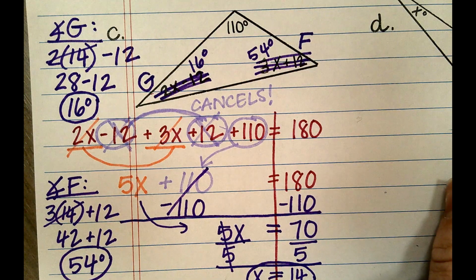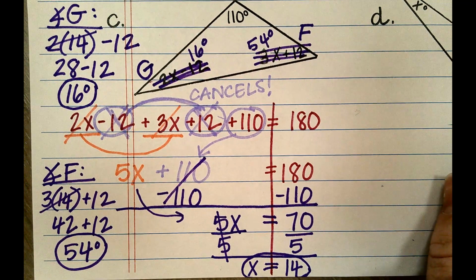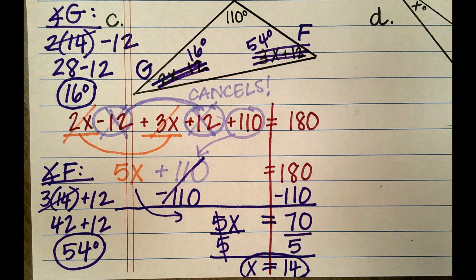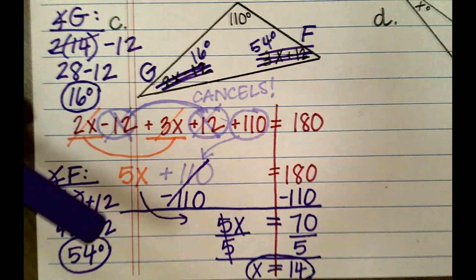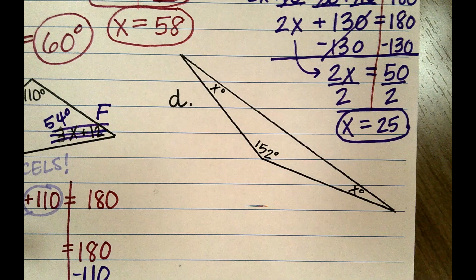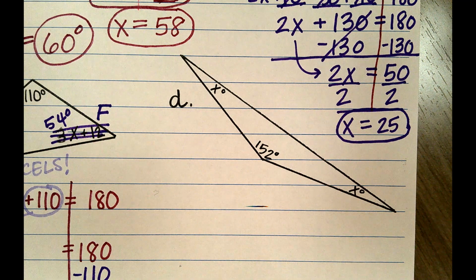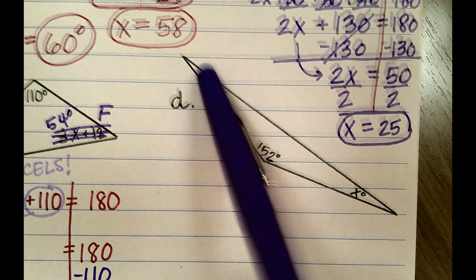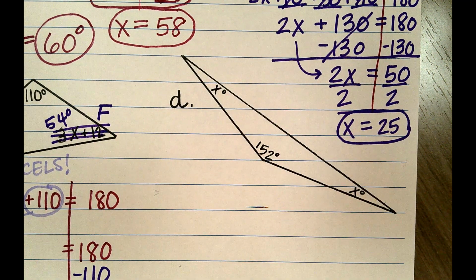Okay, so that was C. Now we're going to move on to D, but I'll wait just a second, I see a few more people still writing. Okay, last one. D. x plus 152. So we have x, x, and 152. 2x plus 52 equals 38.